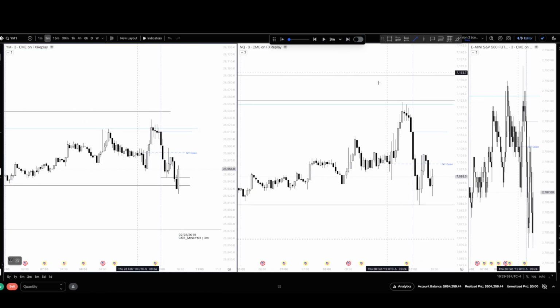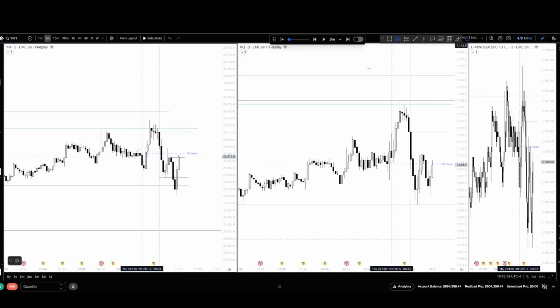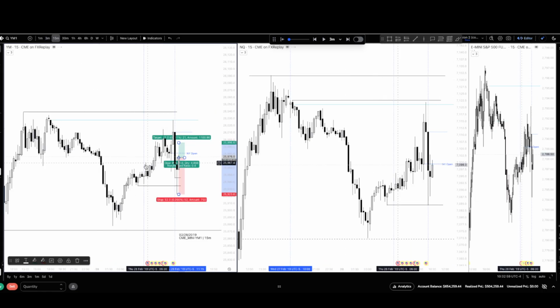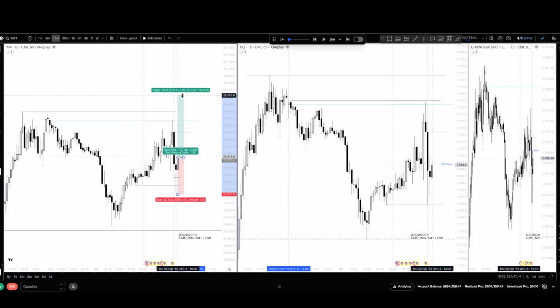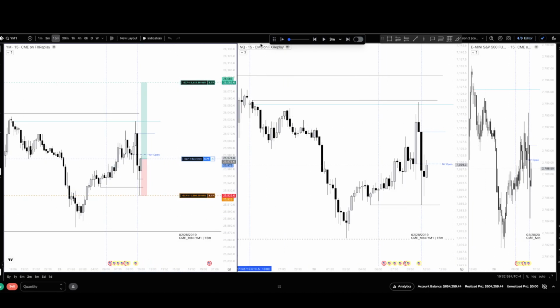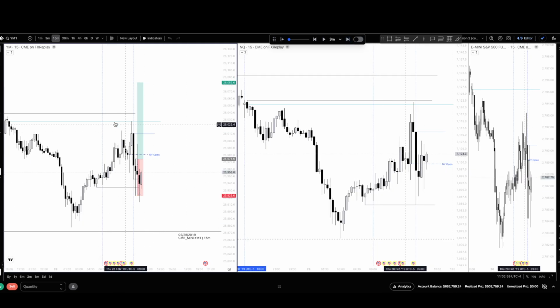Do we get the V-shape reversal now? All right. Boom. V-shape reversal. Stops always go to the 15-minute swings. All right. Long this up to 2R. Place this order. Save. And then you rip it. And then you get stopped out. Cool. Whatever. You know what I mean?